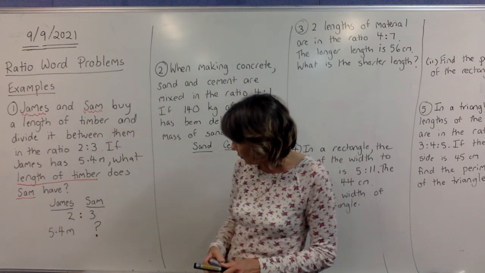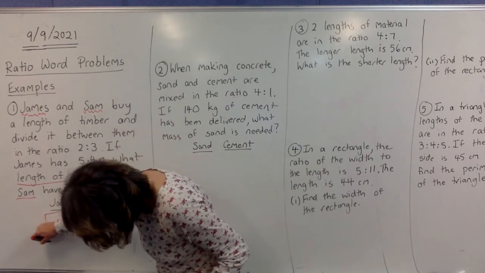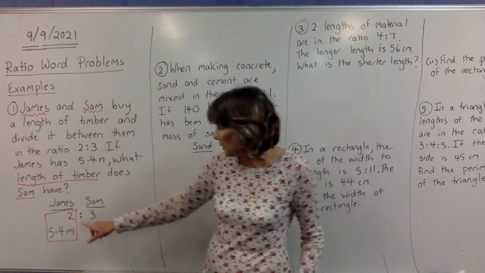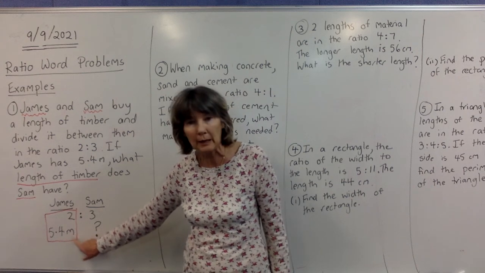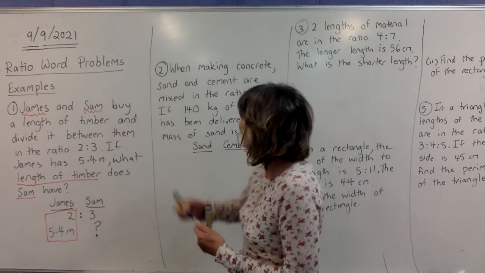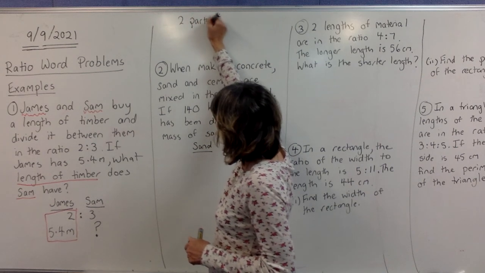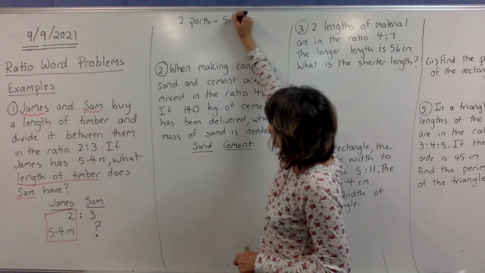Now, if you get these two bits and just get your red pen and draw a box around that, they're trying to tell you that 2 parts in our ratio is going to equal 5.4 metres. So that's how I'm going to write this: 2 parts in the ratio equals 5.4 metres.